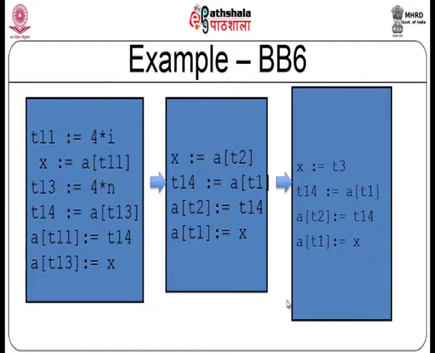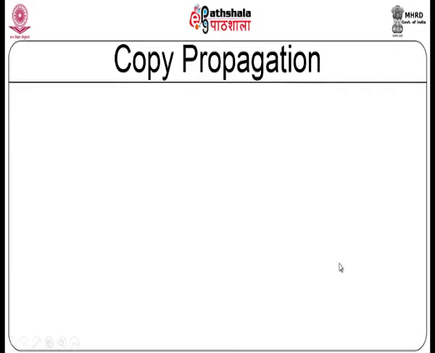So A of T2, because T11 is anyway 4 into I, so that is replaced with T2. I have done that optimization here. Similarly, A of T2 is already known to be T3, that is what we have used here, and T14 is equal to A of T1, so that is as it is. There is no shorthand notation for A of T1, which was done in block B1, and A of T2 is equal to T14, that is the same thing, and A of T1 is equal to x, that is also the same thing.